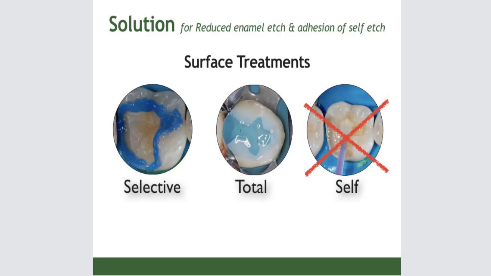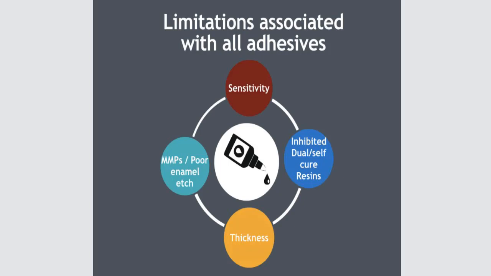And so what I like to do is have a lot of materials on hand for different clinical situations, and adhesives are no different. The other thing is, as I said before, there are limitations associated with all adhesives. There's sensitivity with the total etch adhesives, inhibited self and dual cure resin cements in some of these total etch adhesives. Thickness can be a problem. Creation of these matrix metalloproteinases or poor enamel etch can be a limitation.